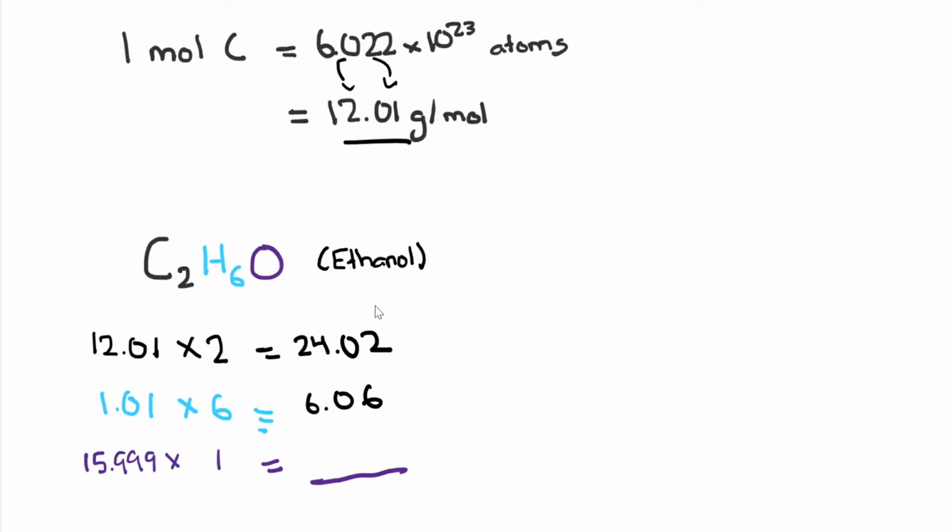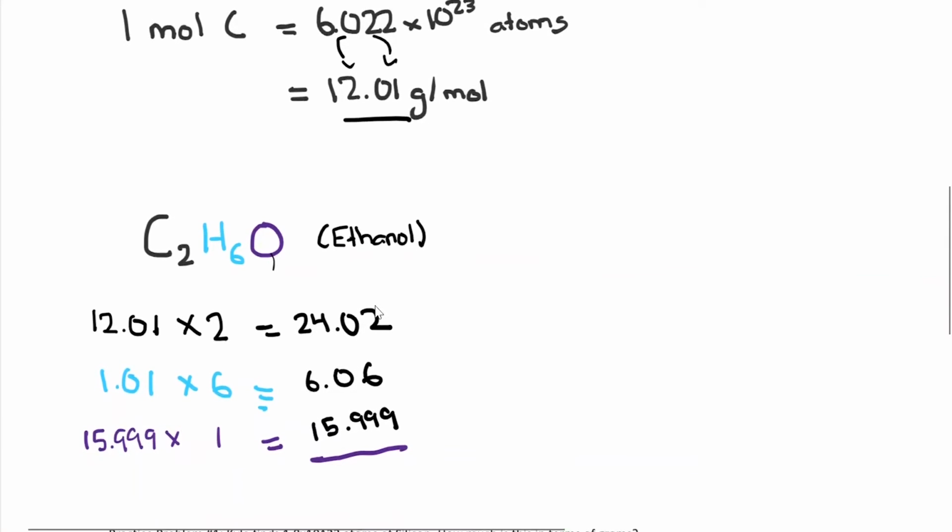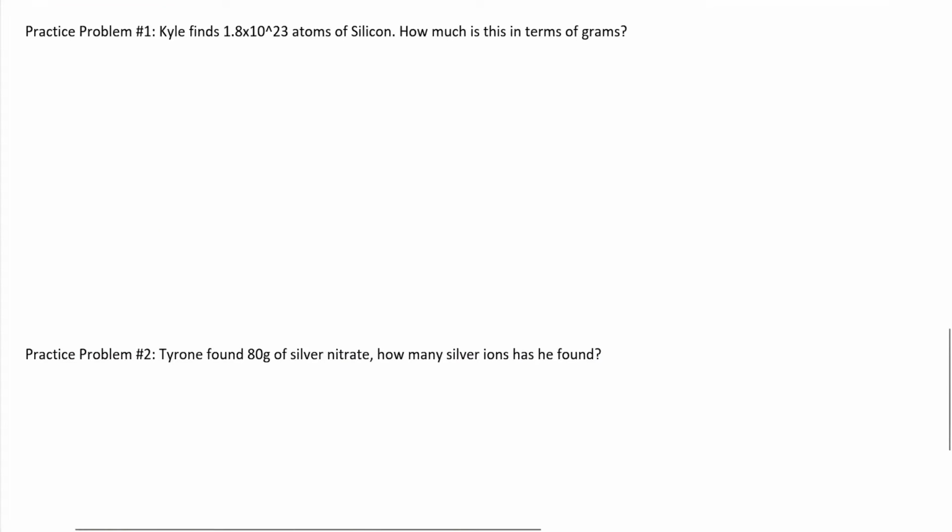I won't bother keeping it in color. And then finally, you have the 1 oxygen. The molar mass of oxygen, depending on your source, is approximately 15.999. And there's only one atom of oxygen per every 1 molecule of ethanol. So for that reason, this is going to be 15.999. Now, if I were to ask you what the molar mass of ethanol was, you'd add up all of these numbers, and finally you would get something like 46.08, and the units are in terms of grams per mole. Awesome. All right, let's do some practice problems.